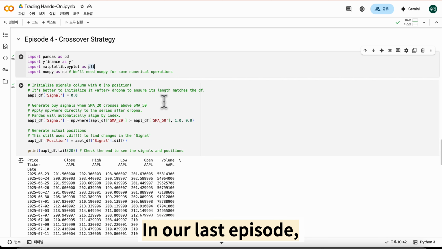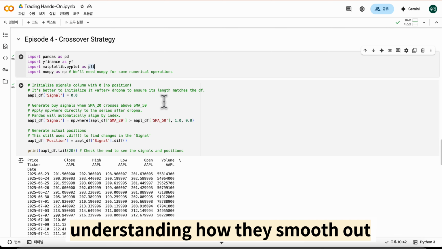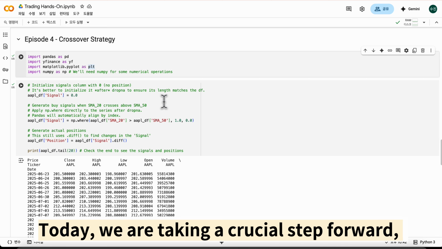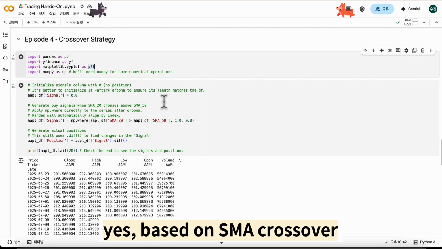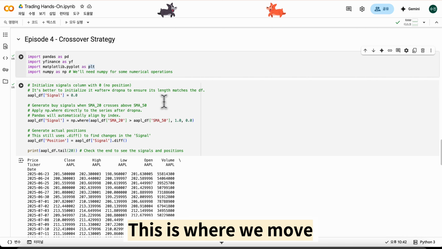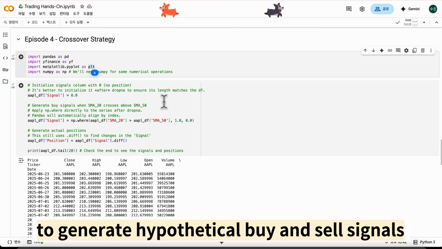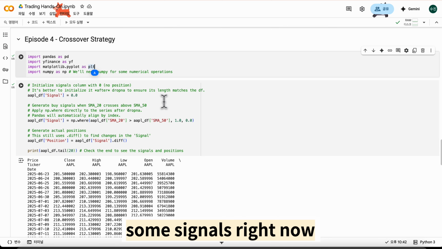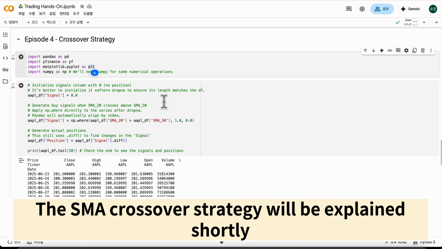In our last episode, we dove into the world of simple moving averages, or SMAs, understanding how they smooth out price data and help identify trends. Today, we are taking a crucial step forward, implementing our first simple trading strategy based on SMA crossover. This is where we move from just understanding an indicator to actually using it to generate hypothetical buy and sell signals. It's the core idea behind many trend following systems. The SMA crossover strategy will be explained shortly.